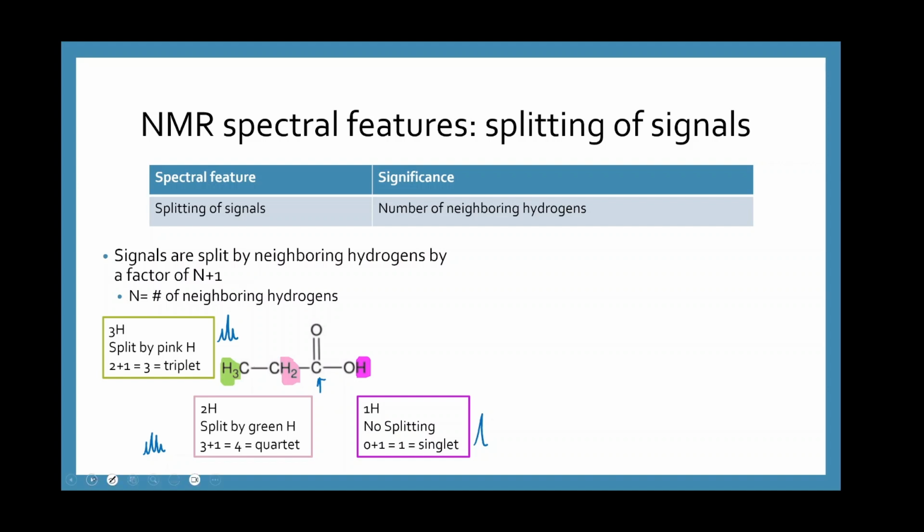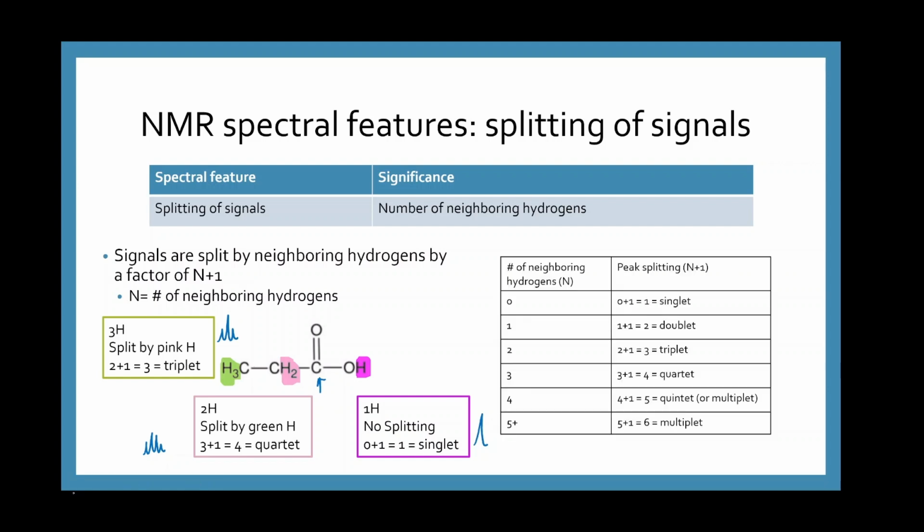So I think I have the NMR spectrum on this slide. I don't. We will look at the NMR spectrum for this molecule so you can see what the splitting looks like. But here's the table to predict what the peak splitting is based on the number of neighboring hydrogens. So we've seen singlet so far. We saw triplet and quartet. If there's 1 neighboring hydrogen, that would produce a doublet. 4 neighboring hydrogens produces a quintet or multiplet.